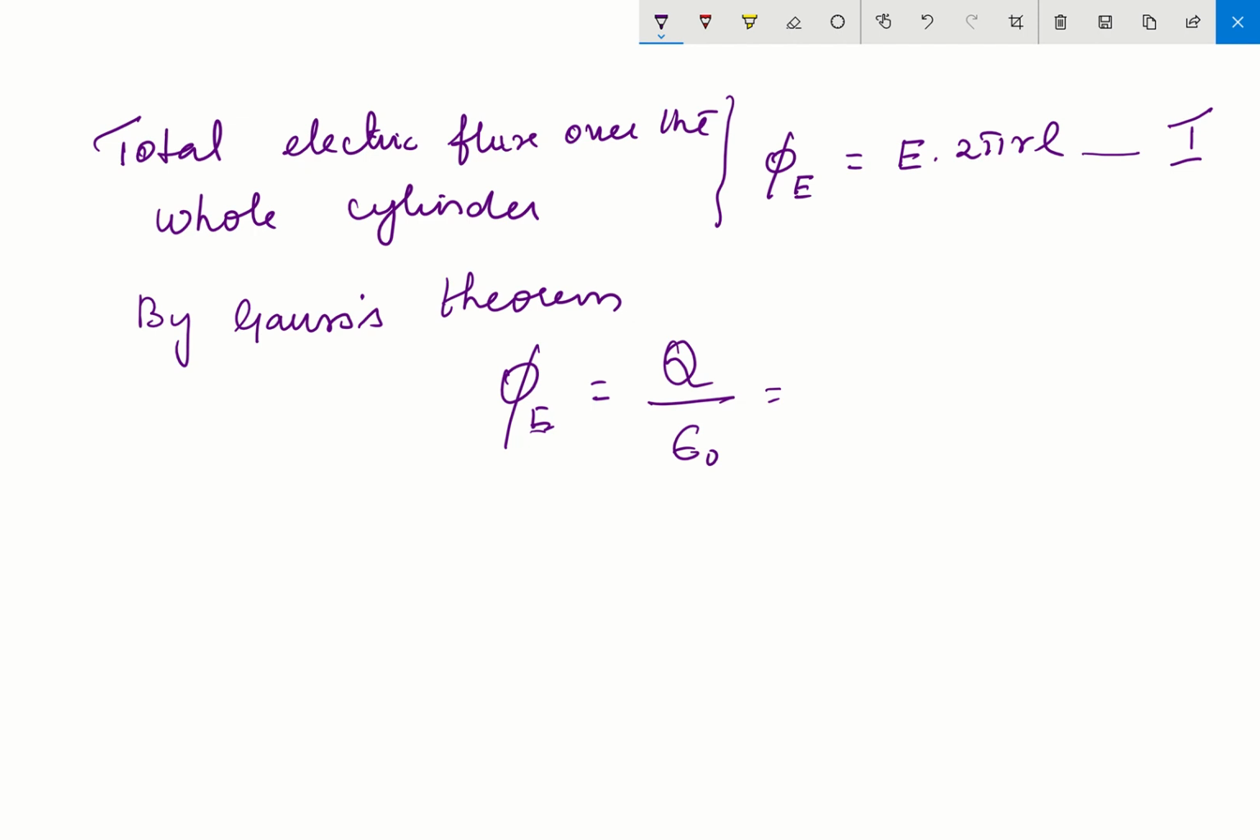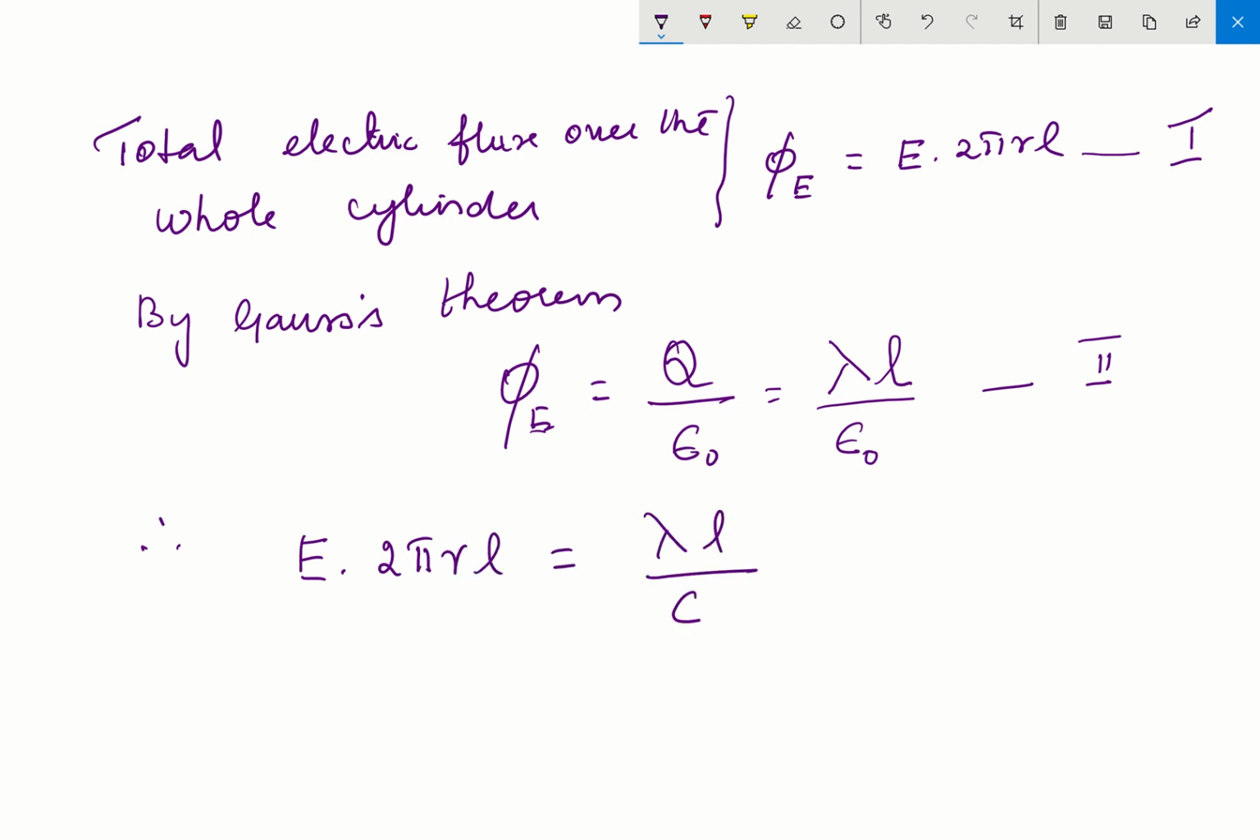What is Q here? Q is nothing but the charge per unit length, the linear charge density lambda, times the length of the cylinder, which is L. Therefore, total charge Q is equal to lambda into L, correct? Divided by epsilon naught. Therefore, this is equation 2. Therefore, you can say E into 2 pi rL is equal to lambda L by epsilon naught.